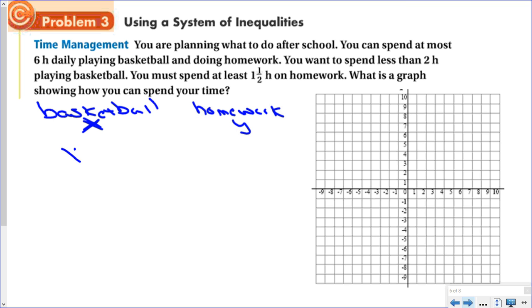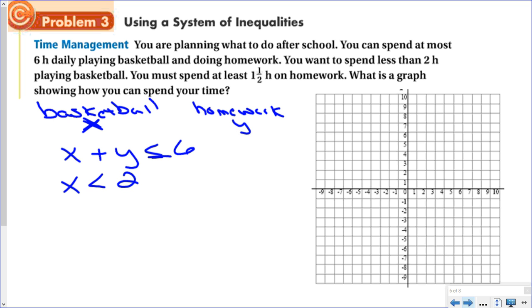Okay, so you can spend at most 6 hours playing basketball and homework. So we got X plus Y. Together, you can spend at most 6 hours. So 6 hours or less, and that's why it gets a line underneath there. You want to spend less than 2 hours playing basketball. Basketball is X, less than, so we have to go less than 2 hours.